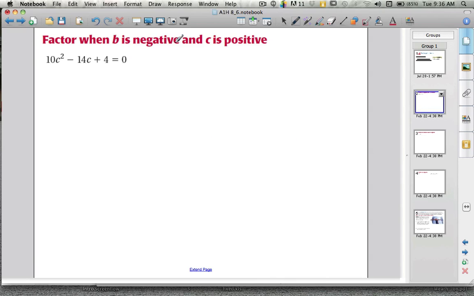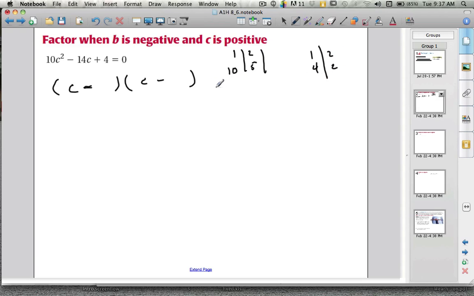So when b is negative and c is positive, I know that my signs are the same. I know that they're both subtraction, right? So that part hasn't changed. I still know I'm going to have a c and a c, but I have to now work with the factors of 10 and the factors of 4. So factors of 10 are 1 and 10 and 2 and 5. And then my factors of 4 are 1 and 4 or 2 and 2.